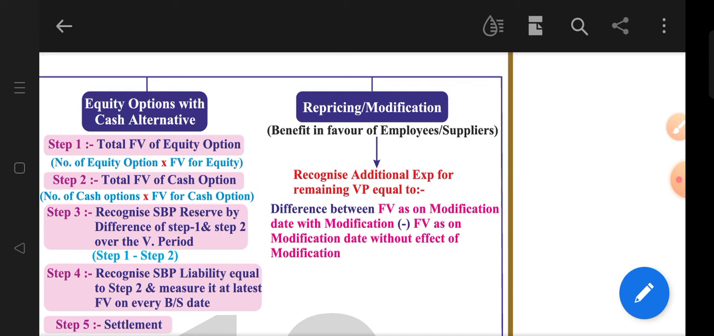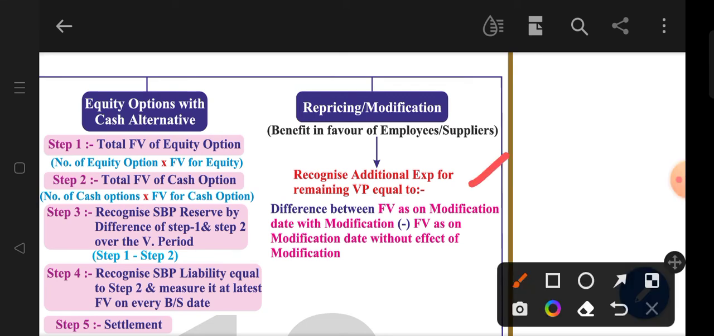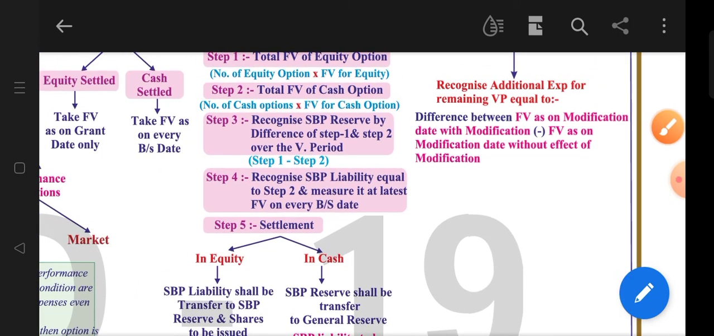Okay, so how do we recognize this? It is the fair value as on the modification date with the modification, minus the fair value as on the modification date without the effect of modification. The difference between the fair value after the modification and the fair value without modification, that difference we have to recognize as the additional expenses.